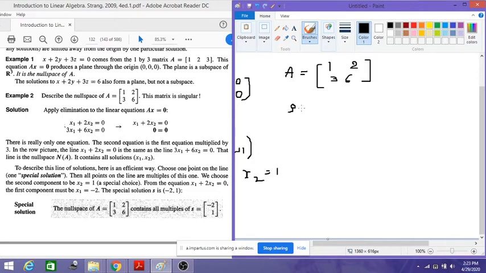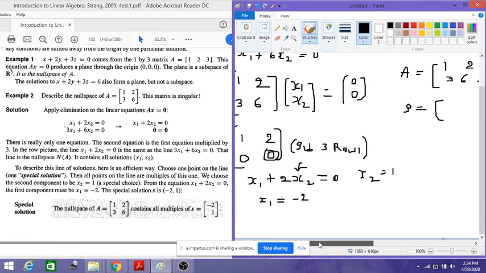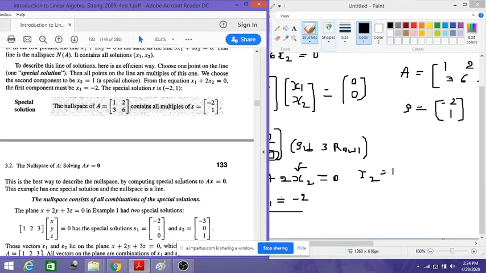So what are the special cases that it consists of? Now what is its x1? From this we got x1 as minus 2, and x2 we got as 1. So this is the special case, one of the special cases.